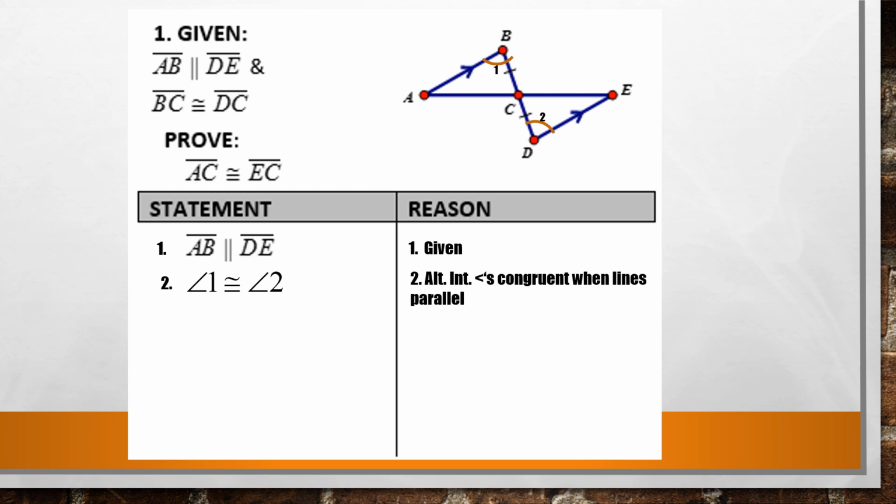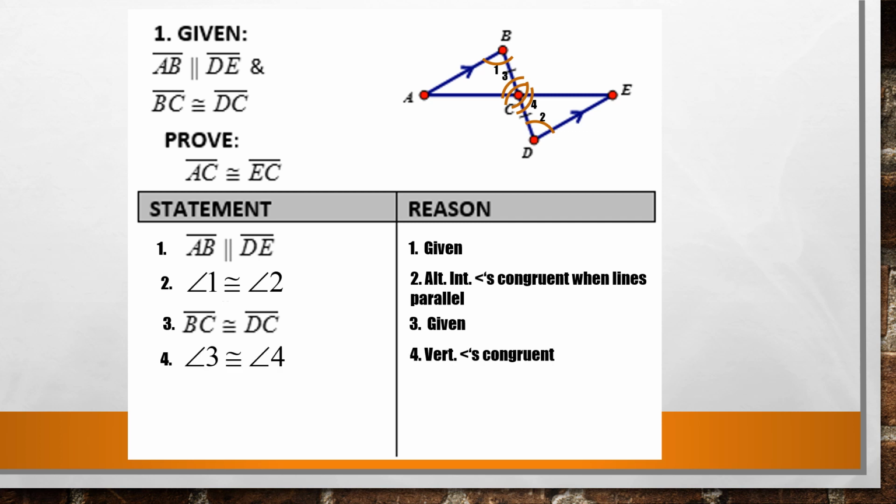I'm going to put my other given in. BC is congruent to DC. Mark that on my picture. That was also given. I'm out of givens and I don't have any other vocabulary, so I look for vertical angles or reflexive property. I see my vertical angles at 3 and 4. Again, as long as you label them, that's allowed. So I put angle 3 is congruent to angle 4 because vertical angles are congruent.